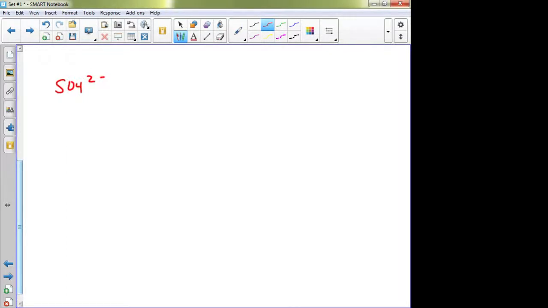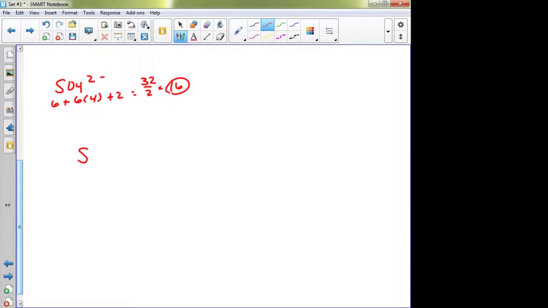How many valence electrons does sulfur have? Sulfur has 6, plus how many does oxygen have? 6. Now I have to multiply that times 4, and then that 2 negative means I have to do what? Add 2. So 6 plus 24 is 30, plus 2 is 32. And if I divide that by 2, I get 16. So I should have 16 pairs of electrons in this.